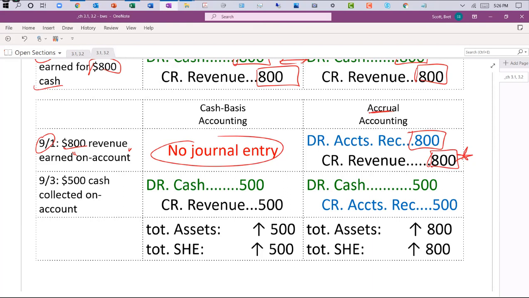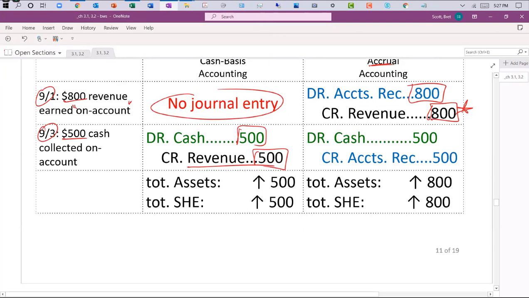Now, that might not seem too bad because, hey, later on, we'll get the cash. But what if we don't get the full amount of cash right away? What if we only get $500 of the $800 we're owed? A cash basis accountant would record revenue of $500. The real revenue was $800. Why are they recording only $500 in revenue? Because cash was the driver for that journal entry. A lot of small businesses get in trouble this way because they use cash basis accounting and they fail to collect the full amount that they're owed from people that owe them money.